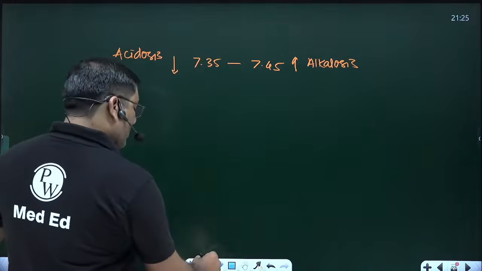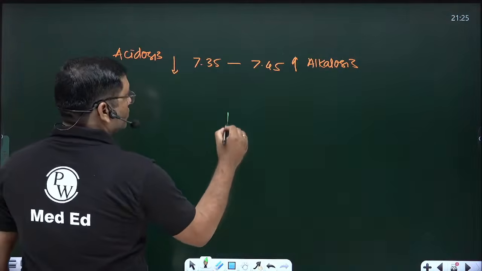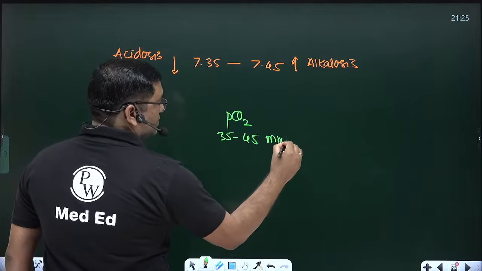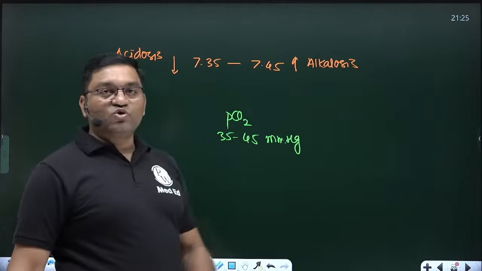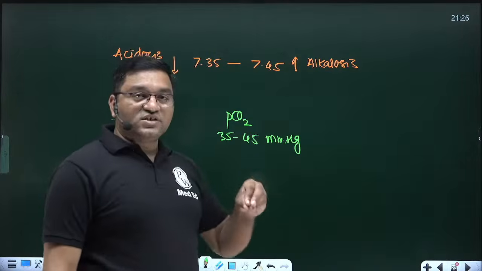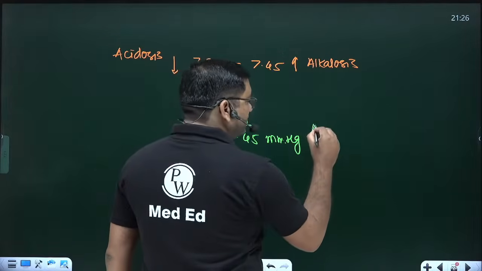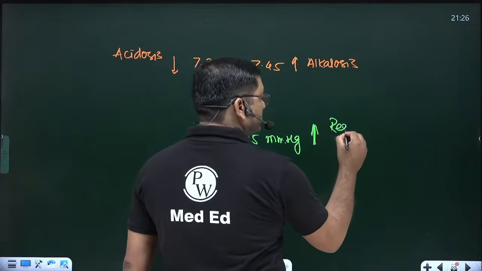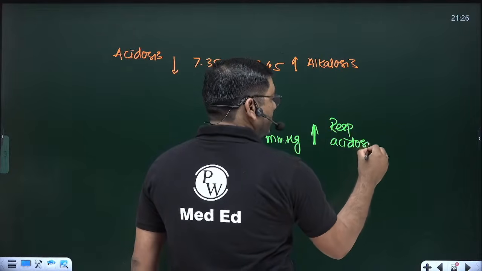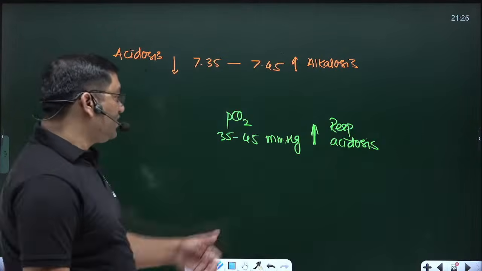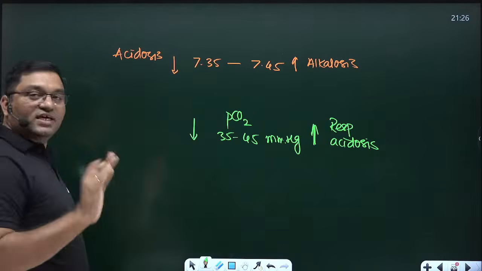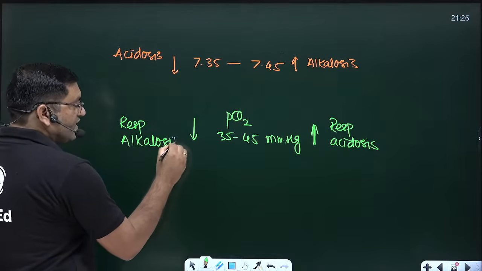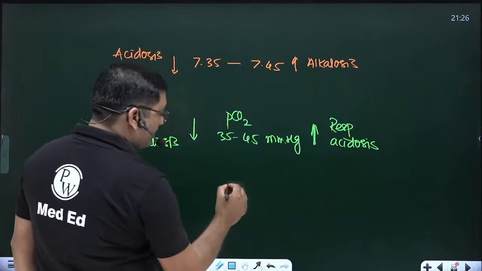Now see the second parameter, the partial pressure of CO2. The normal range is 35 to 45 mmHg. CO2 means dissolved CO2, carbonic acid. If carbonic acid increases, acid increases, and since CO2 is the respiratory component, it is respiratory acidosis. If carbonic acid decreases, it is alkalosis, respiratory alkalosis. Respiratory acidosis, respiratory alkalosis.